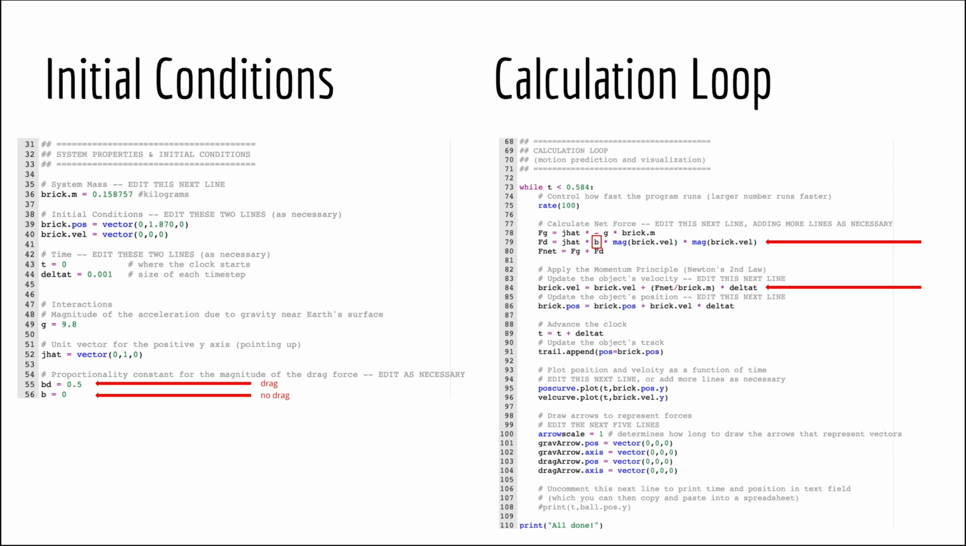In the calculation loop, the object's velocity is updated using a kinematic equation derived from the momentum principle. The new velocity is equal to the object's initial velocity plus the net force over the mass of the object multiplied by the change in time. The net force is found by adding the drag force and the force of gravity. When we do the second computational model, we will use the variable BD in the place of the variable b to include the drag force.